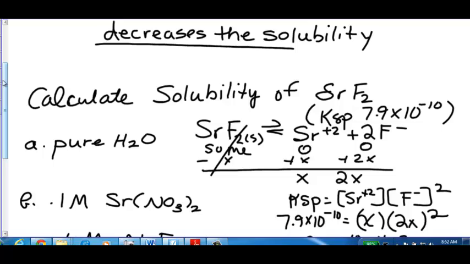Give everybody a chance to calculate it. Forgot to square the 2. Yeah.